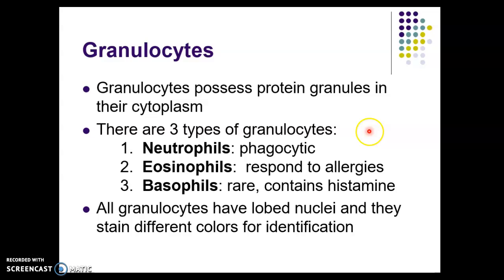Our 3 types of granulocytes are neutrophils, eosinophils, and basophils. Neutrophils are our most common white blood cell, and they are responsible for eating stuff. Eosinophils come out in response to allergic reactions, and basophils are really rare, and they produce histamine.